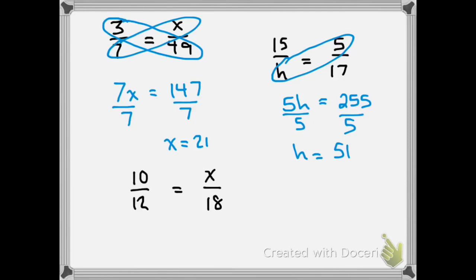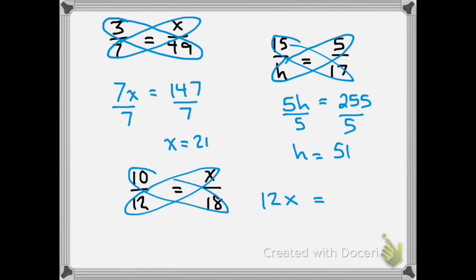Now, the last one here, there's no way we can go ahead and do our approach of saying what times 12 can get us 18. Most people off the top of their head can't figure that out. So we have to go with our algebraic way. So 12 times x is simply written as 12x. All right, 10 times 18 is 180. And we know that 180 divided by 12 is 15. So our final answer for this is x equals 15.